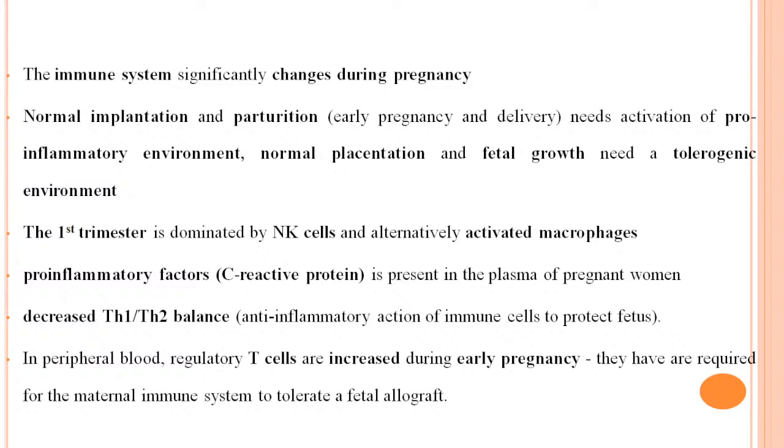In peripheral blood, regulatory T cells are increased during early pregnancy. T cells increase in early pregnancy because they provide inflammation also. They are required for the maternal immune system to tolerate a fetal allograft.